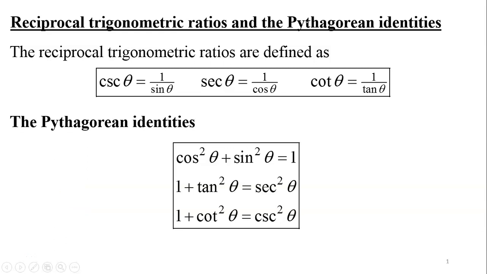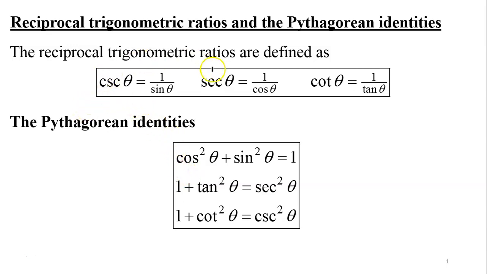In this lesson, we're going to be introducing reciprocal trigonometric ratios and discuss a little bit Pythagorean identities. Now, regarding the Pythagorean identities, you should be familiar with the first one from previous videos. However, the other two Pythagorean identities actually derive from the first one, but do use the reciprocal trigonometric ratios. Anyway, we're going to get there in a minute.